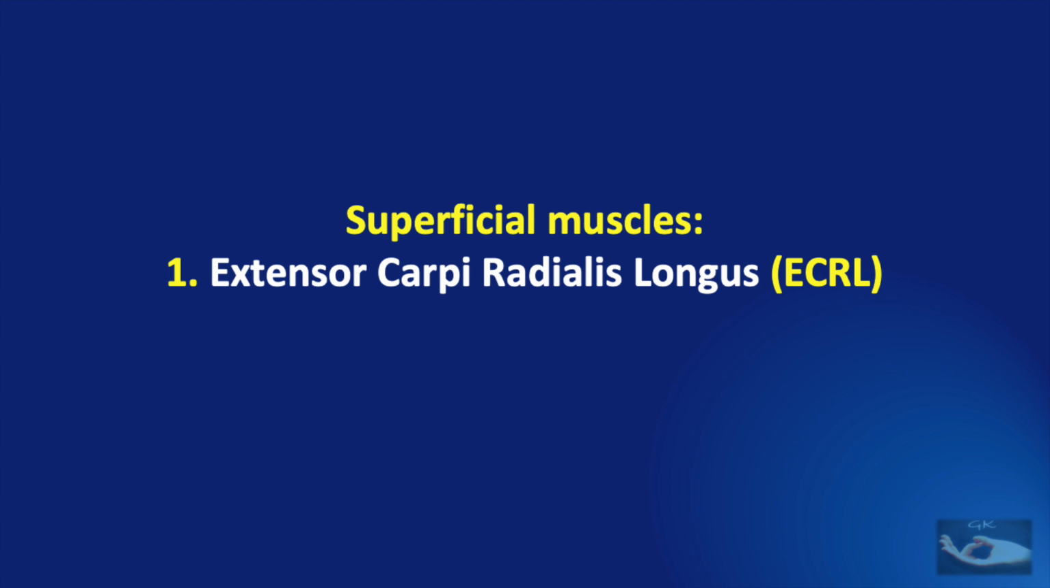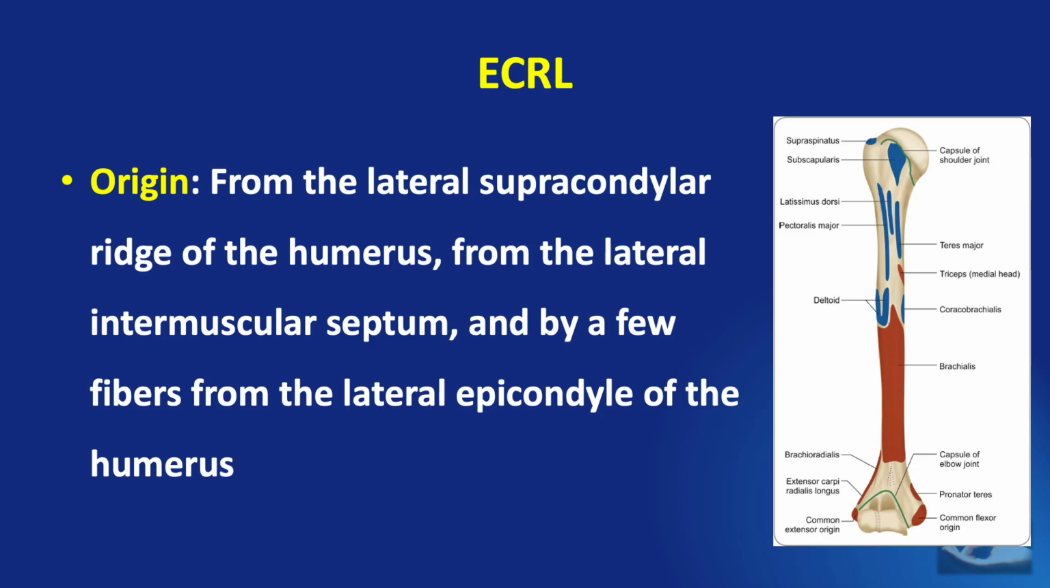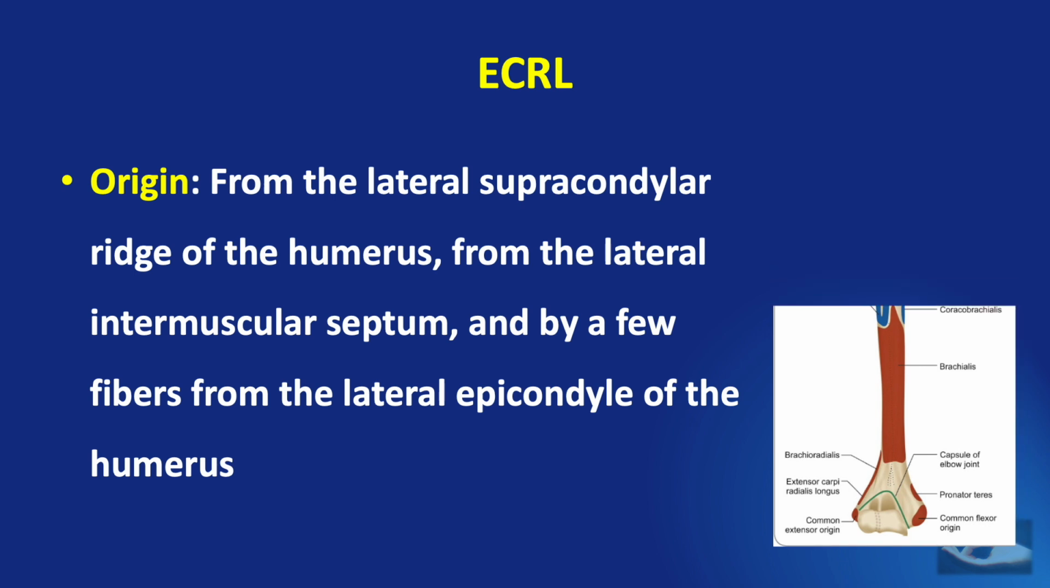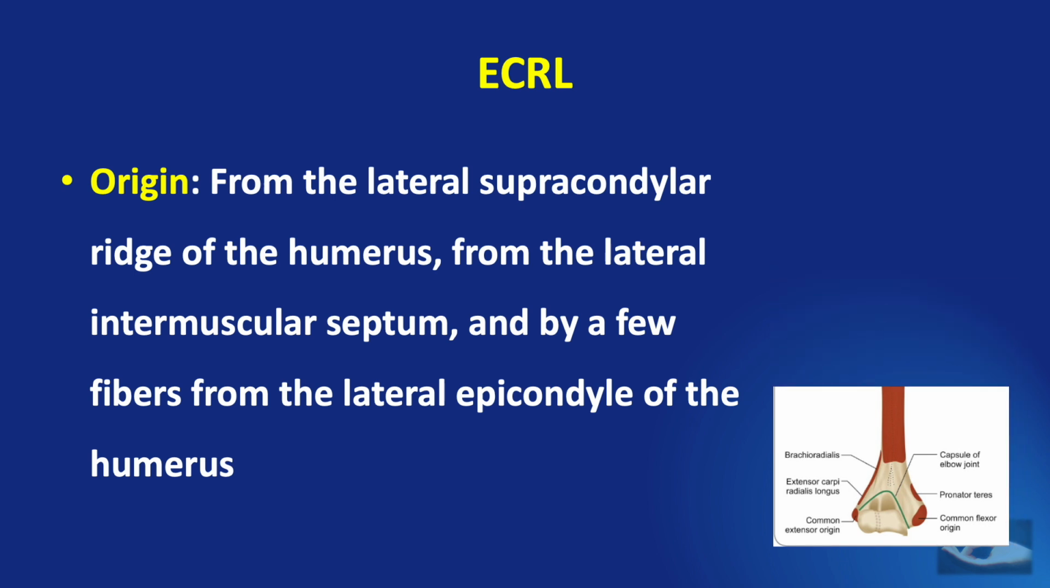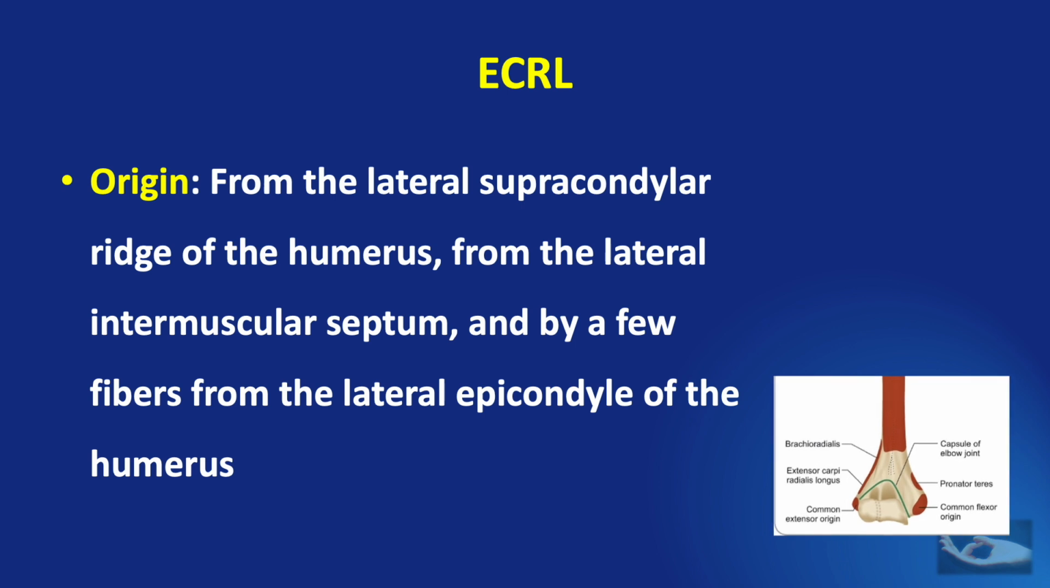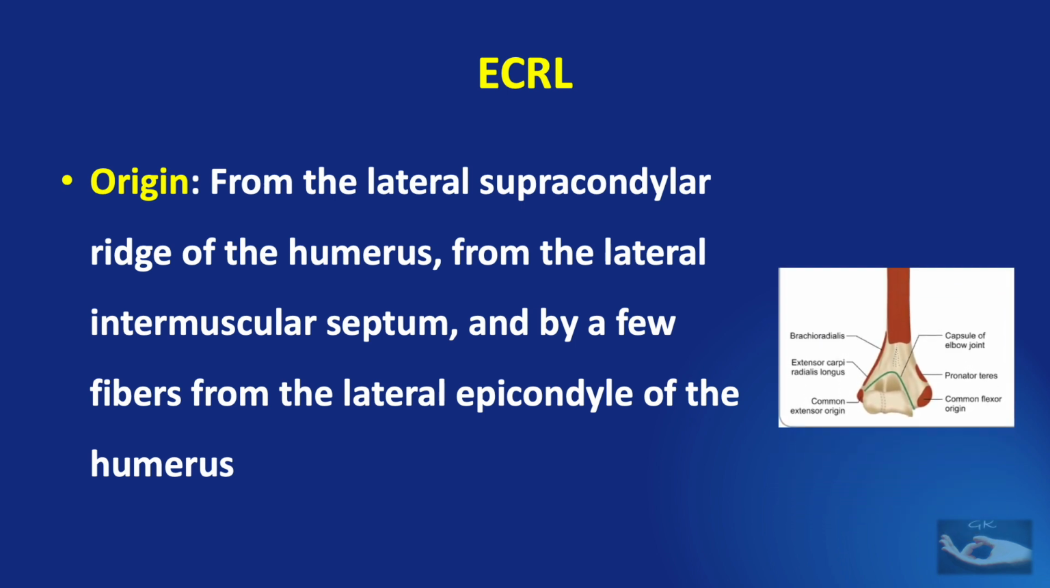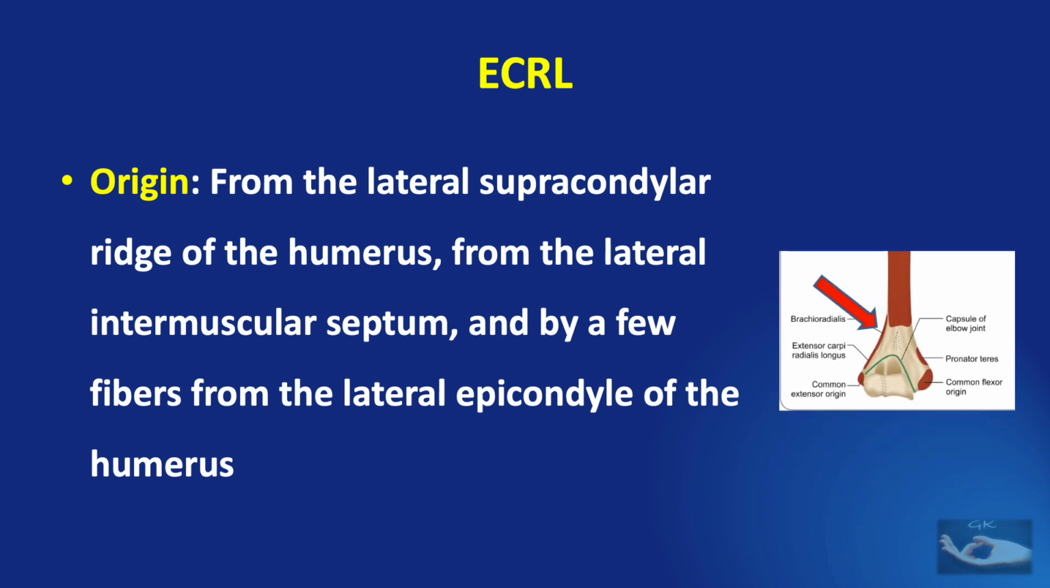First, the superficial muscles, and we shall consider the extensor carpi radialis longus, which we shall be referring to as the ECRL. This muscle originates from the lateral supracondylar ridge of the humerus, from the lateral intermuscular septum and by a few fibers from the lateral epicondyle of the humerus. So, it has got an extensive origin from the very lower end of the lateral aspect of the humerus.